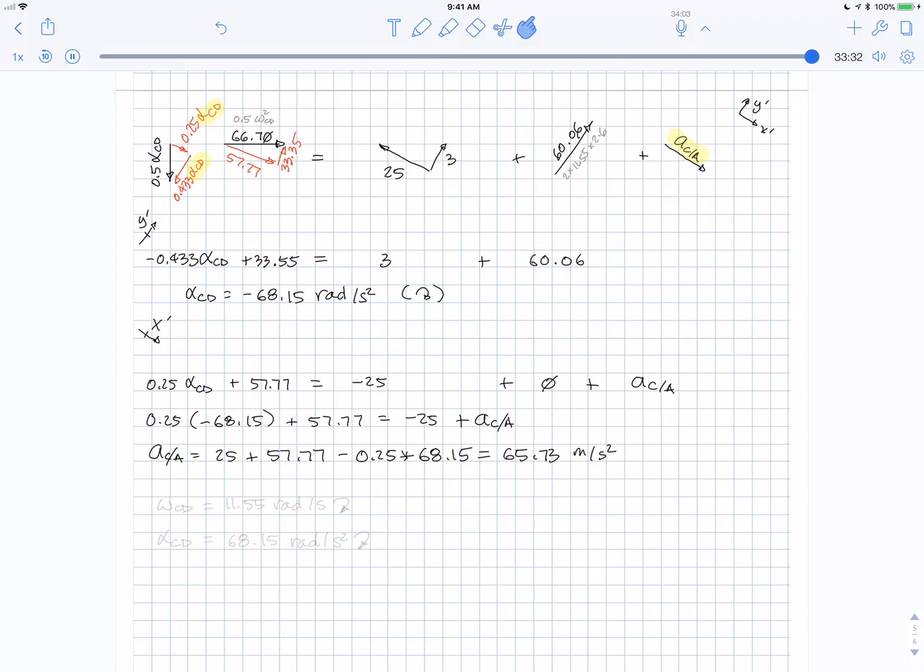Okay, so I solved for A of C relative to A sliding, and I got 65.7 meters per second squared. That wasn't asked for in this problem, but I might ask for that in the exam, so I thought I'd show you everything. Okay, so what was really asked for in this problem were omega CD and alpha CD, and that's what we have right here. Okay, so there you go, 2 relative motion problems with rotating frames. I hope this helps.